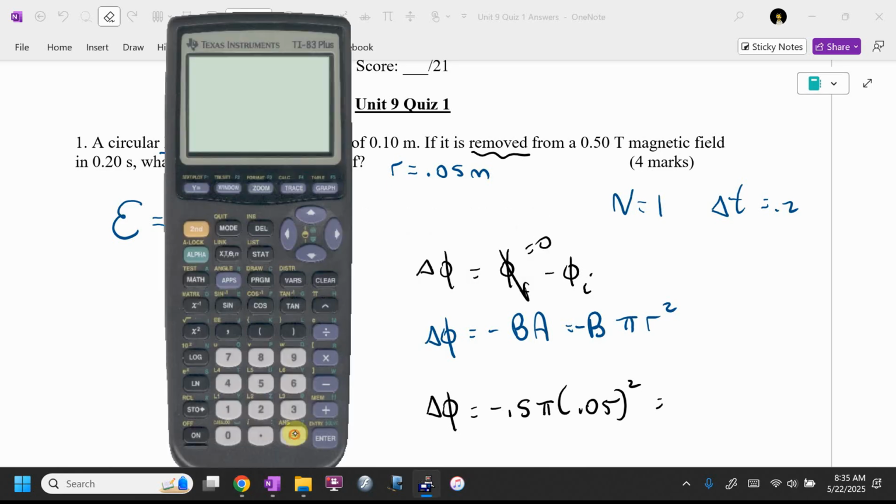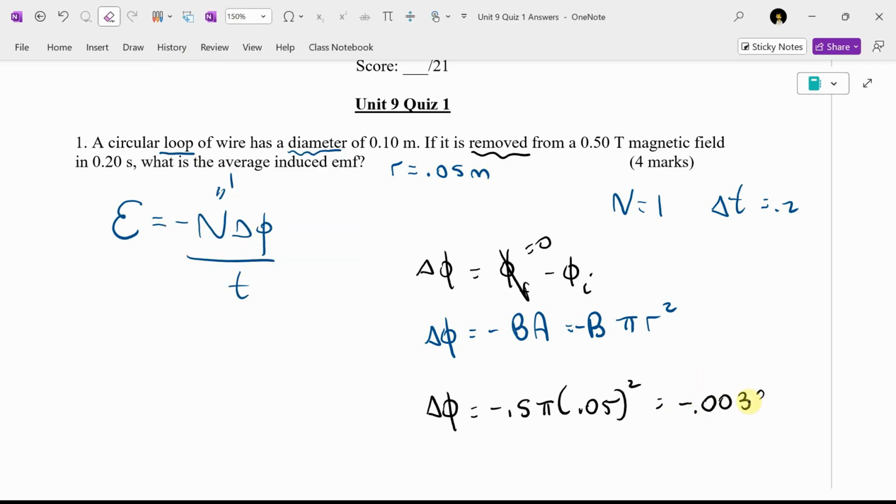Let's see. Negative 0.5 times pi times 0.05. Don't forget the squared. I get a change in flux of that. I'm going to write negative 0.0039, but I'm going to use my answer button. Negative 0.0039. What were the units for flux? It was our final brand new unit of the year. Webers. Walk it over to here.